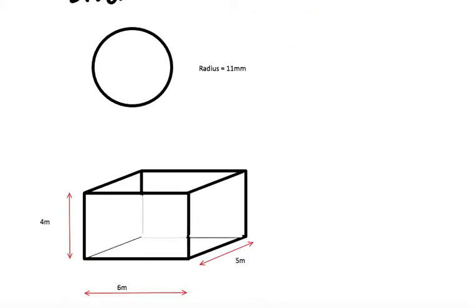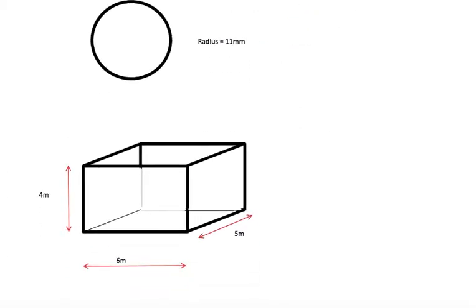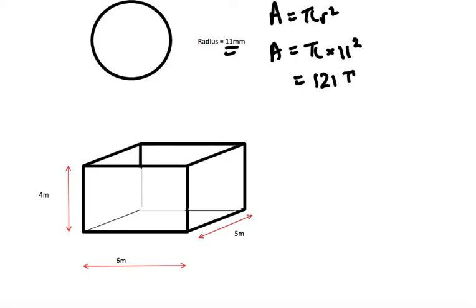Now for a circle, we use the formula A equals pi r squared. This is given to you in the test. So if the radius is 11, you go the area equals pi times 11 squared. You can write that as, well, 11 squared is 121. You can write it as 121 pi.